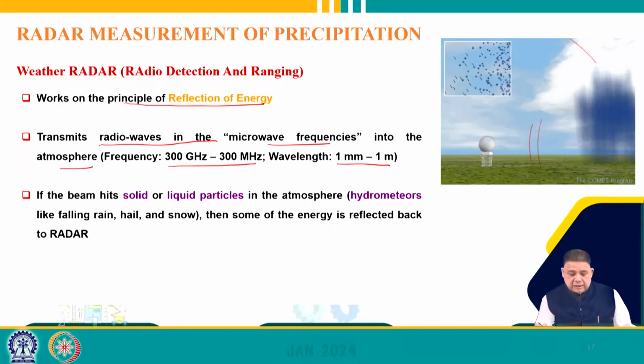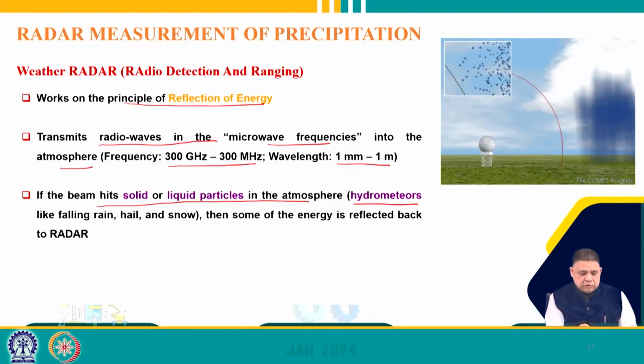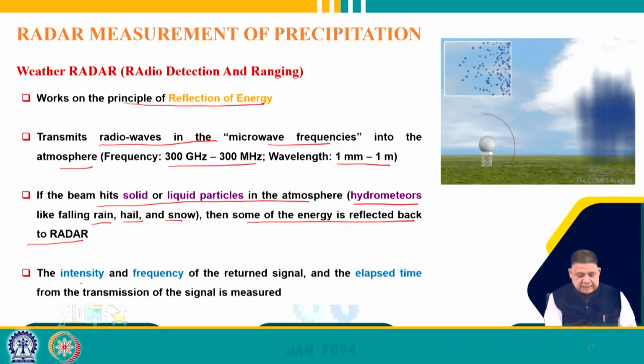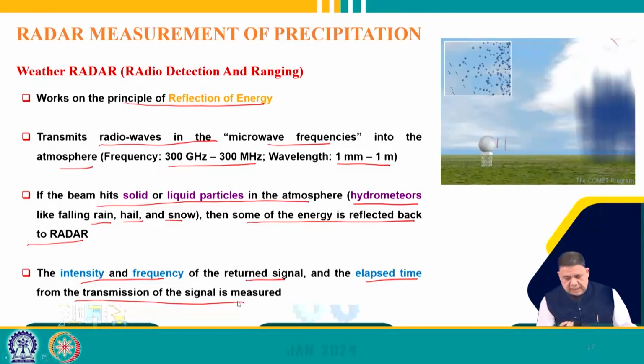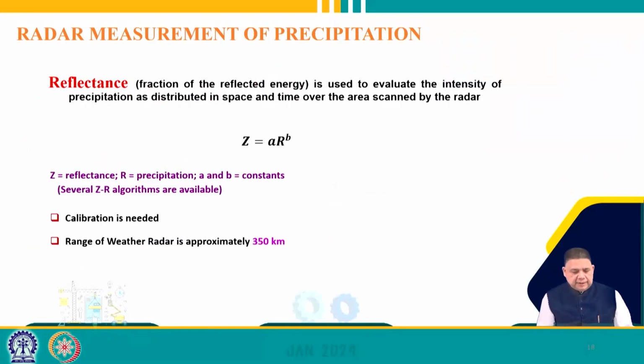Now, when these radio waves are transmitted, the beam hits solid or liquid particles in the atmosphere, basically hydrometeors, which could be in the form of falling rain, hail, or snow, and some of the energy is reflected back to the radar. The intensity and frequency of the return signal and the elapsed time from the transmission of the signal are measured, and that tells us where and how much precipitation is occurring.